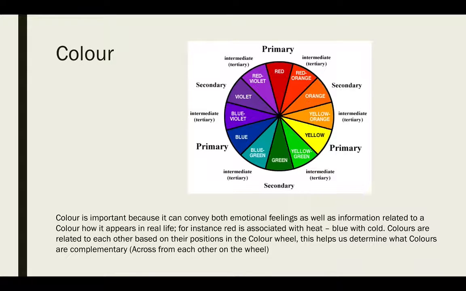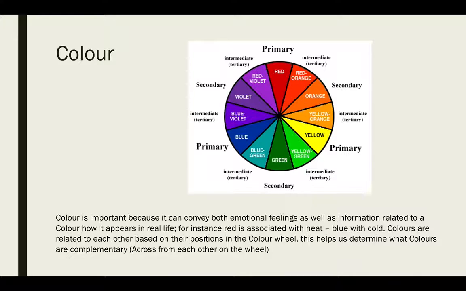started. Color. So color is important because it can convey both emotional feelings as well as information related to a color, how it appears in real life, such as green being related to foliage or trees, just naturally through association, and or blue being maybe associated with water, the water of the ocean, although this is actually a reflection of the sky.